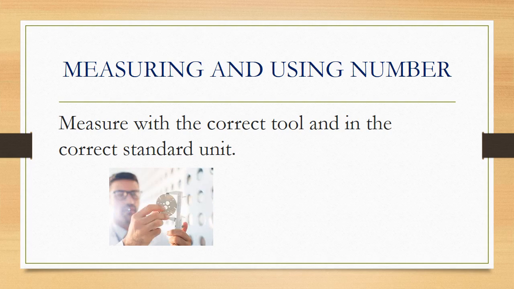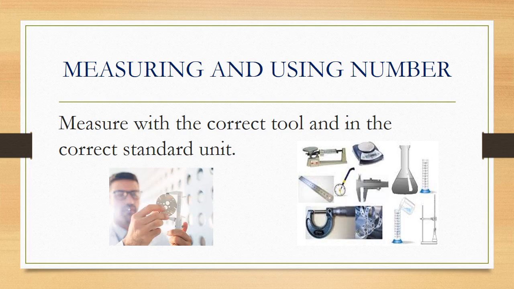As the name implies, you measure, and you use the correct standard tool. During taking the measurement, we have to use the correct technique. For example, if you want to measure the length of the table, you need to use a ruler, a proper tool with the correct technique. If you want to measure the volume of liquid, for example, water, we will use the measuring cylinder.